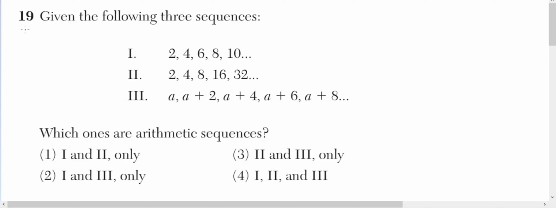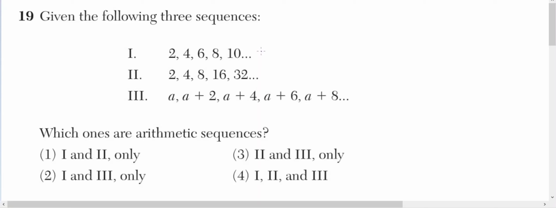All right, for number 19, given the following 3 sequences, sequence 1 is 2, 4, 6, 8, 10, and so on. Sequence 2 is 2, 4, 8, 16, 32, and so on. Sequence 3 is a plus 2, a plus 4, a plus 6, a plus 8, and so on. The question is, which ones are arithmetic sequences? Each of these options involves 1 or 2 choices, or possibly all 3. So we should go through and check each one individually and then collect the results later.